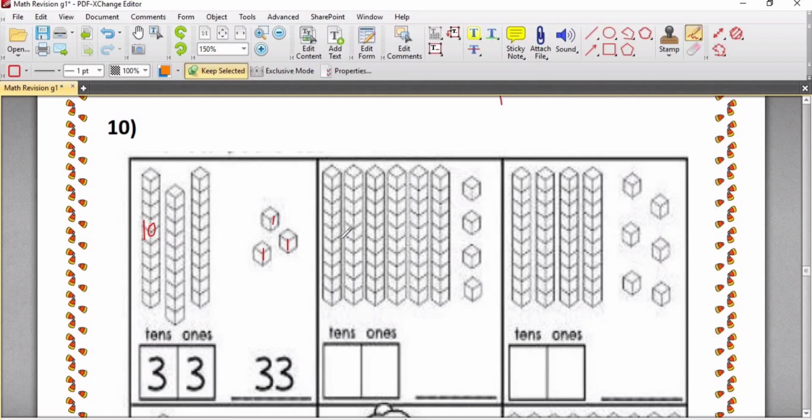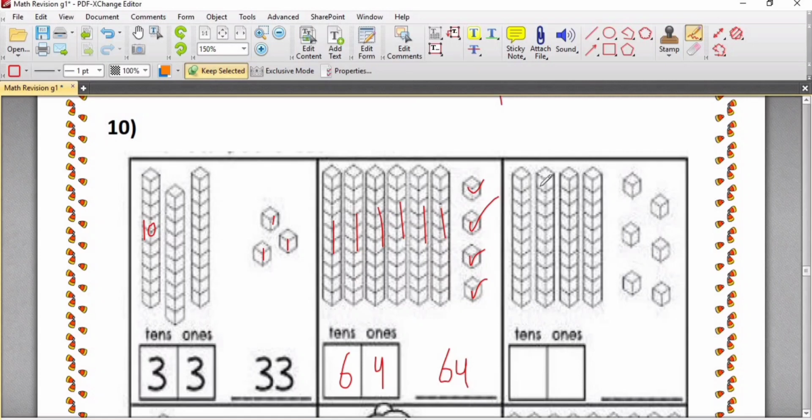Like we said before, each long line represents 10. So let's count together. We will count jumping by 10, okay? So that will be 10, 20, 30, 40, 50, 60. So we have 60. We will write it here, 6 tens. Okay? Now let's count the ones. 1, 2, 3, 4. So we have 4 ones. So this number is 64. You got it? Let's make another number.